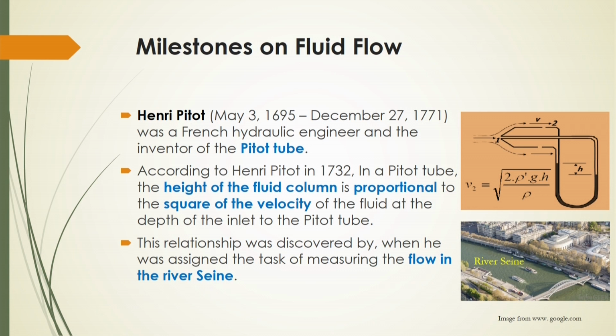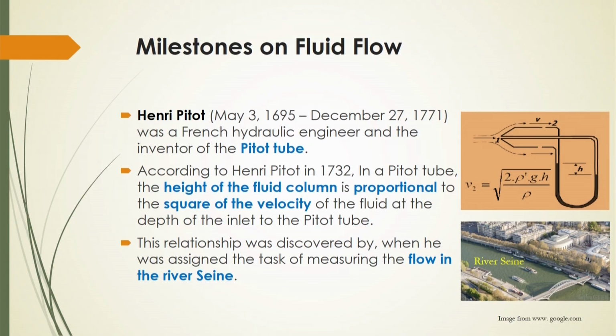It is called Pitot tube. He was also a French hydraulic engineer, by which he measured the flow rate of the fluid. According to Pitot's principle, 1732, the height of the fluid column will be proportional to the square of the velocity of the fluid at the depth of the inlet to the Pitot tube.